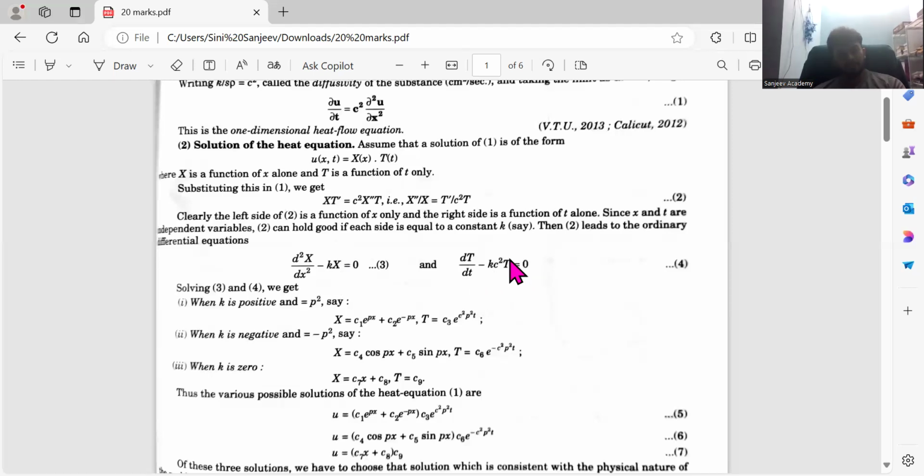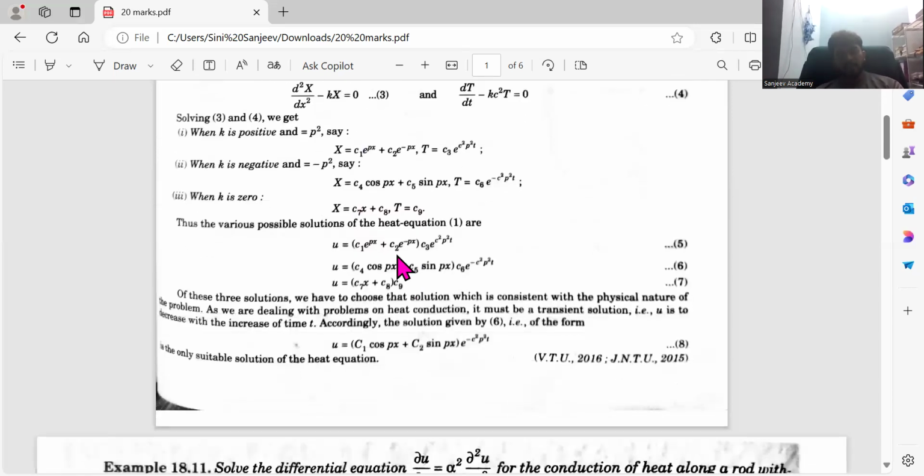So when k is positive, we'll get what? This equation, C3 e^(c²p²t). And when k is negative, I'll be getting what? cos px and sin px. When k is 0, I'll be getting Ax plus C8. So all of these things we have studied in our first semester basically. Okay, so those things we are going to use in our M3.